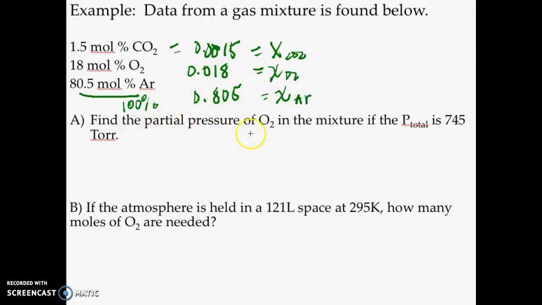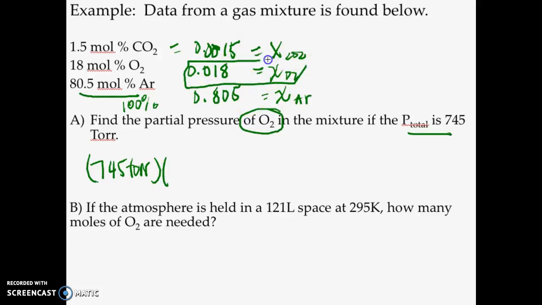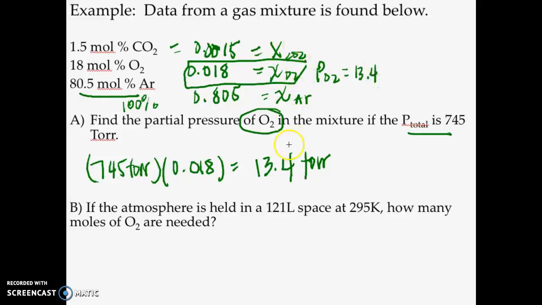So it says find the partial pressure of O2 if the mixture has a total pressure of this. So you're going to take the total multiplied by the mole fraction of oxygen, which is this one. And that's going to give you the partial pressure of just oxygen in that mixture. So when we do this, 7.5 times 0.18, you get 13.4 torr. Let me actually double check this. 18%, 0.18 times. Yeah, so that'll be the partial pressure. And if you want to find the partial pressure of everything else, you just multiply this total by that, this total by that, and you'll get the partial pressures of everything else.